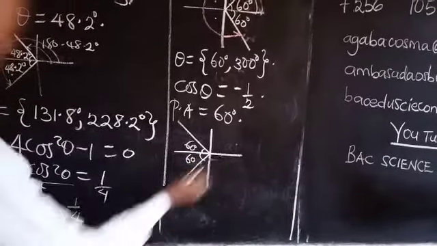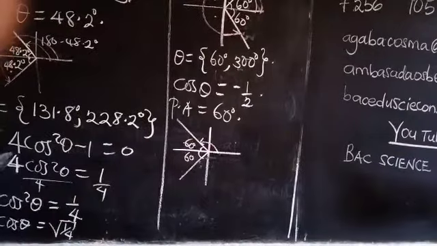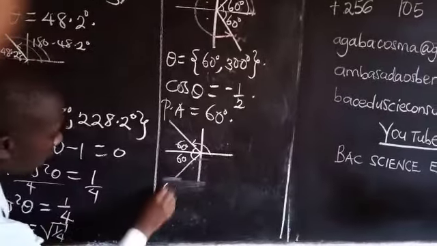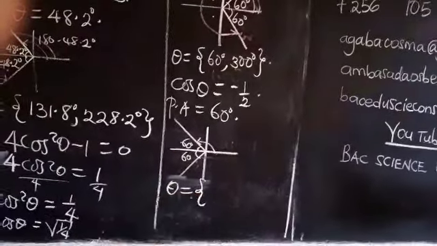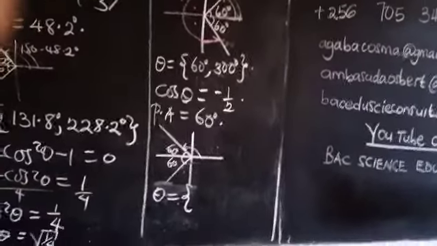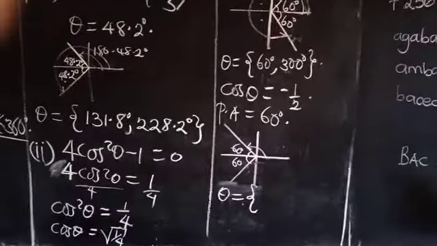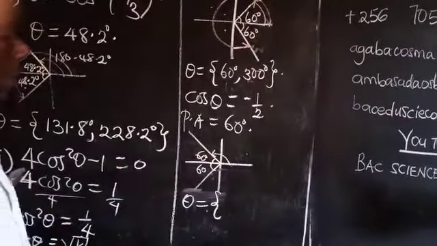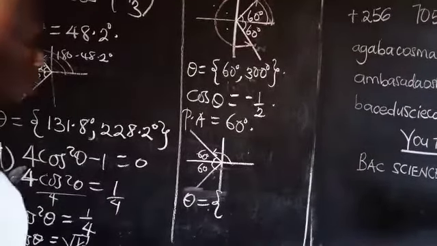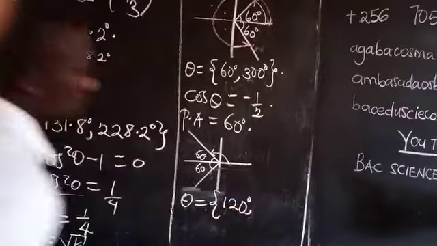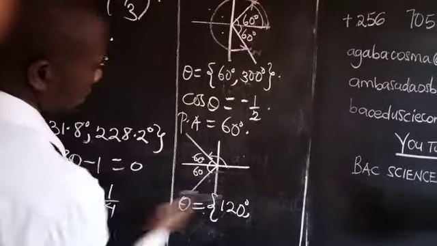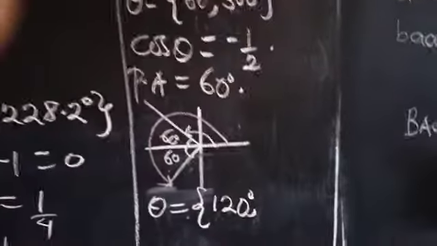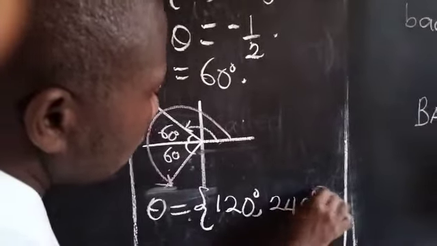So which angles are they then? There's this one, which is 180 minus 60 degrees. Those are our values of theta. So this one is 180, then when you subtract 60, you get 120 degrees. And then this one is the whole of this, which is 180 plus 60 degrees, which gives 240 degrees.